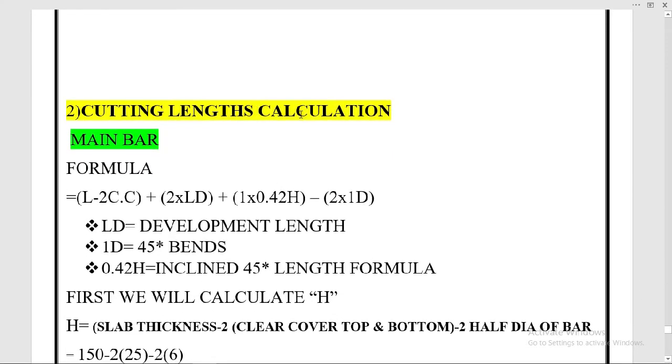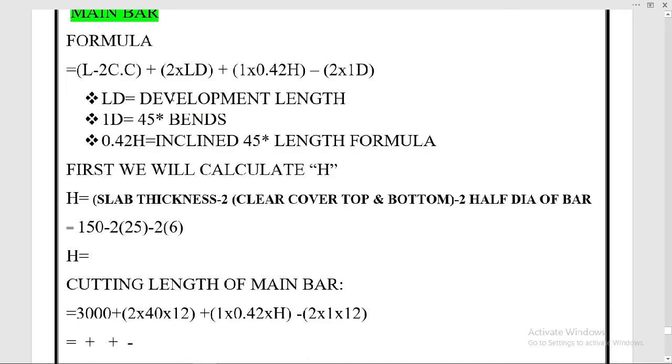Cutting length calculation. First we will calculate the cutting length of main bars. We have the formula: length minus 2 clear cover plus 2 into Ld, where Ld is the development length, plus 1 into 0.42H, inclined 45 degree length formula to calculate the inclined length, and 1 here we multiply because we have one bend in one main bar.